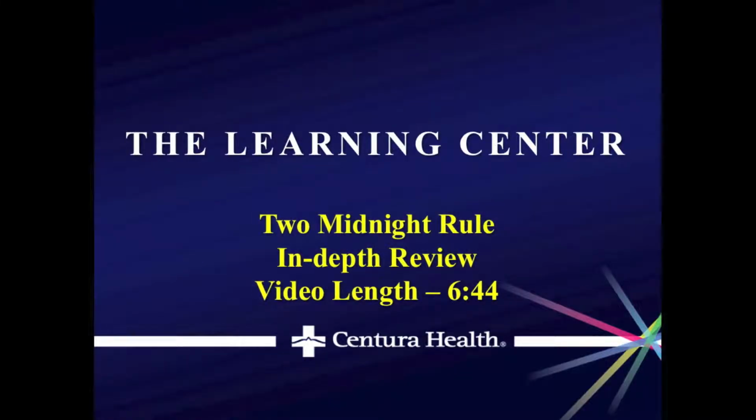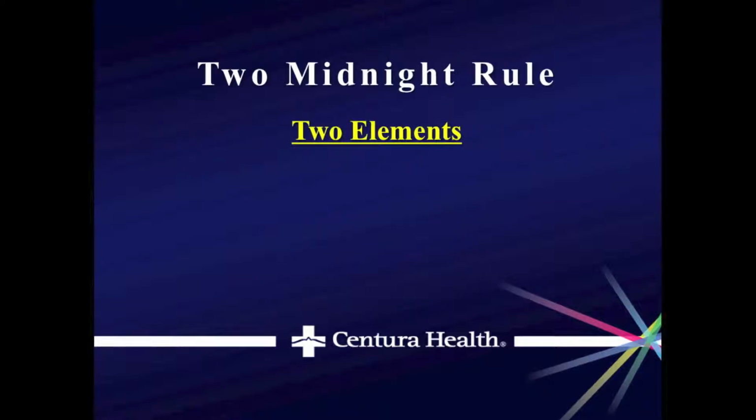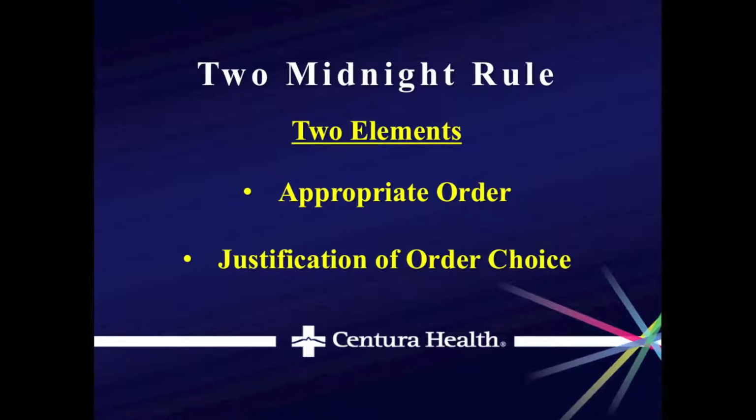This video reviews the CMS standards for physician documentation of admission criteria, the so-called 2 midnight rule. We'll look briefly at the key points of this regulation and demonstrate how the new admit order helps guide the provider through this decision and document challenge. The rule actually has two elements: 1, the admit order itself, and 2, the justification for the order.